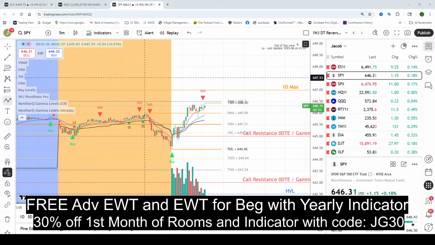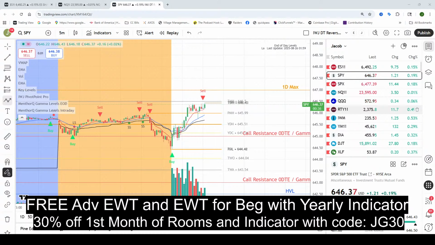I do fear consolidation and sideways action up here. The ADD is stabilized. It was dropping pretty good. The volt is also stabilized. Neither are what you would call incredibly strong, but they're also not weakening. So you want to see them weakening here. They were weakening, and now they've kind of stabilized. So we'll see if we get any follow through.